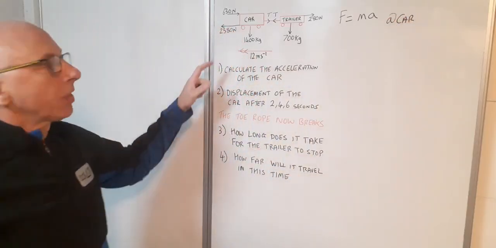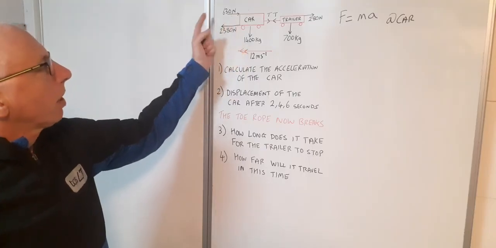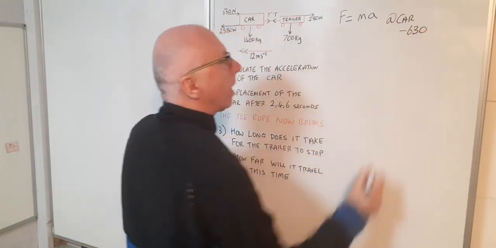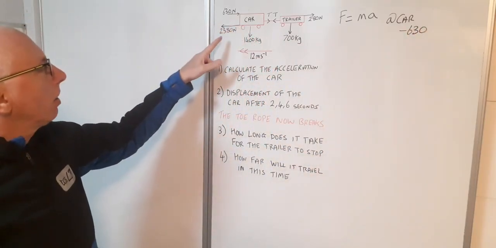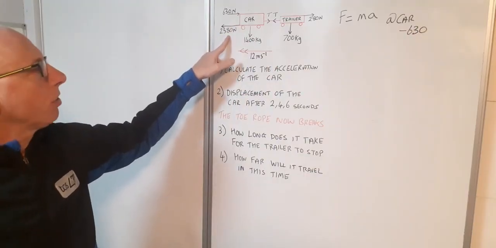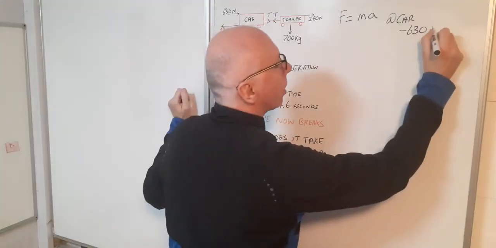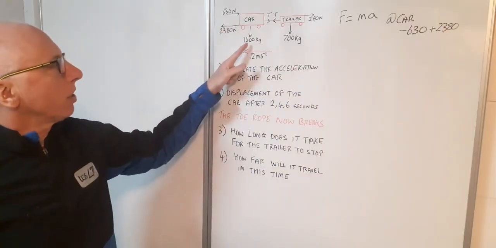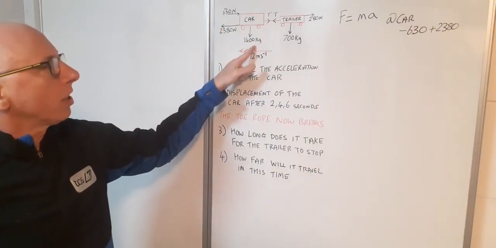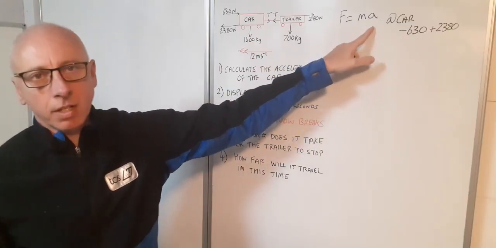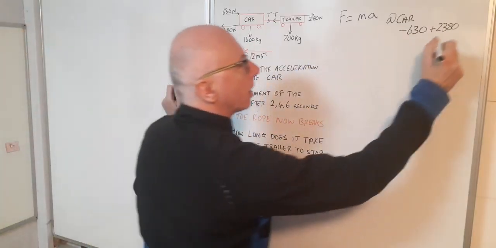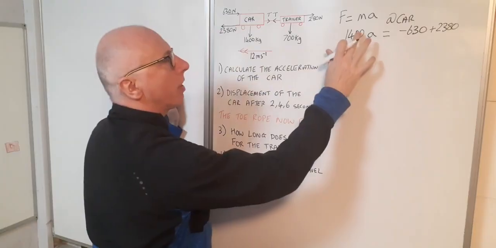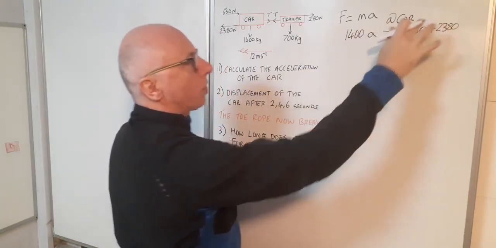So what we've got is 630 going the opposite direction of the car, so we've got minus 630. And acting on the car, driving it, you've got 2380, so that's plus 2380. And that equals mass times acceleration, so that will equal 1400 times A. So that's the forces and then mass times acceleration. So it equals 1400 A. So let's put the 1400 A this way round. So in this case we've got MA here and we've got force here.